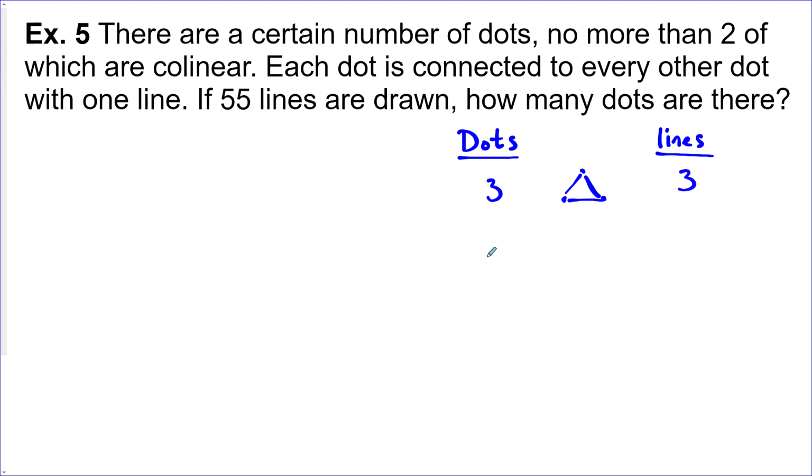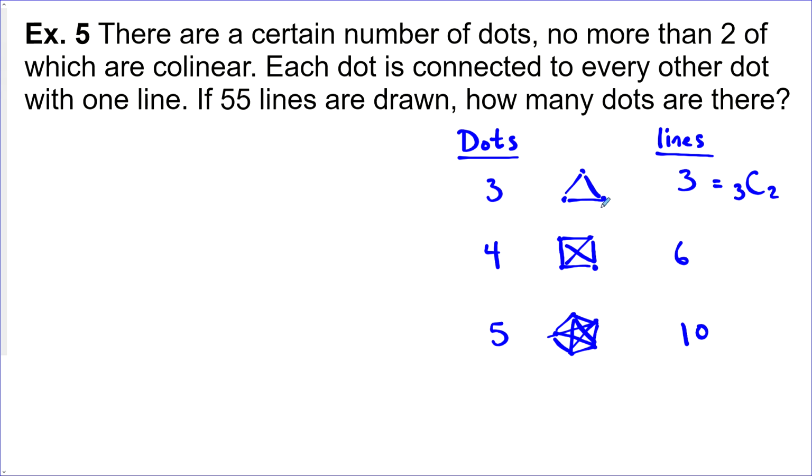Let's try 4 dots. They might be arranged something like this, and there's 1, 2, 3, 4, 5, 6 lines that connect those 4 dots. Let's try 5. 1, 2, 3, 4, 5. And there'd be 1, 2, 3, 4, 5, 6, 7, 8, 9, 10 lines that connect those 5 dots. So you might notice that in each of one of these, we have a certain number of dots here, in this case 3, and we're just choosing 2 of them to draw a line in between.